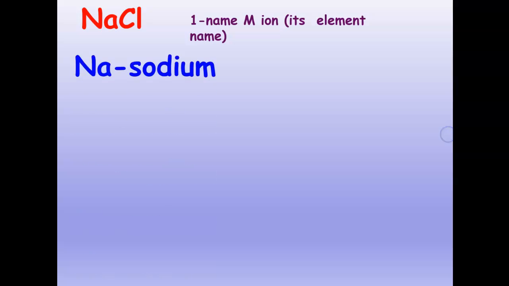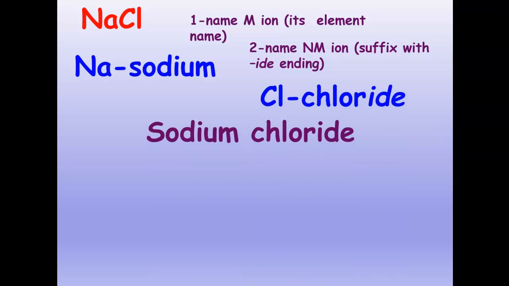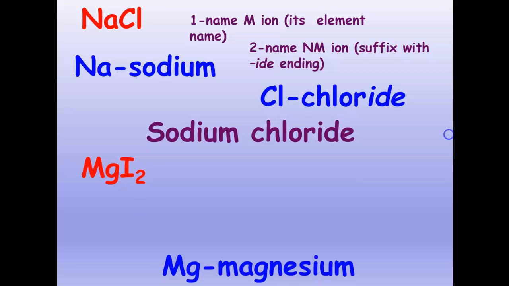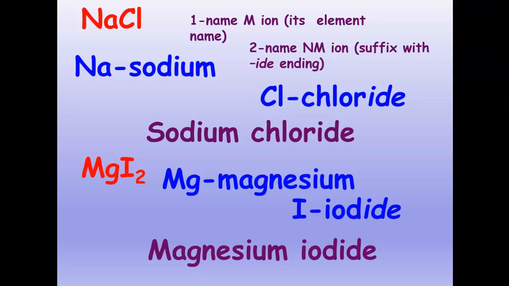So here's an example. I have NaCl. The first thing is I'm going to name the metal ion, which is just sodium, its name. The second part is the nonmetal ion, which again has to change the name with the ending of IDE. So therefore it's chloride. When we name them, we just put them together: sodium chloride. Next example, I have MgI2. Mg is just magnesium. I is iodide, so the name is magnesium iodide.